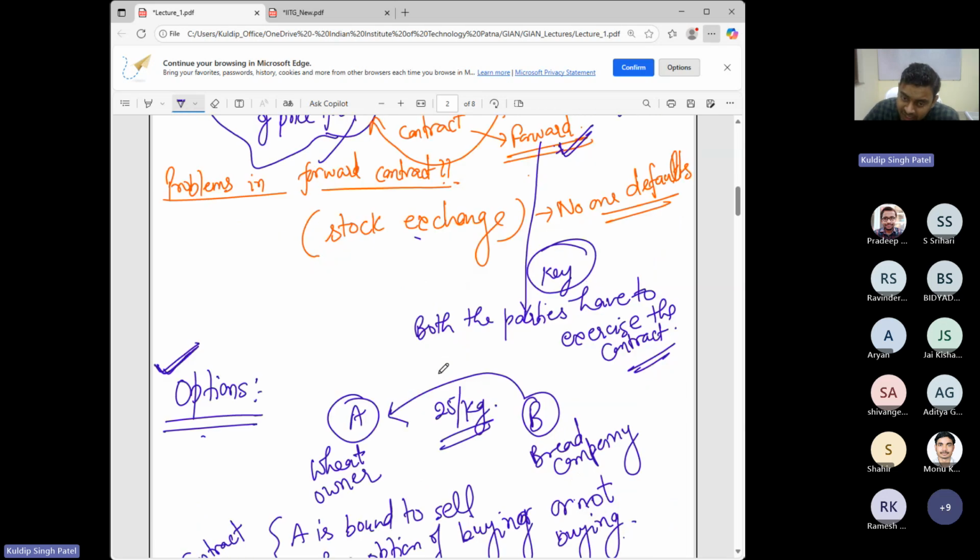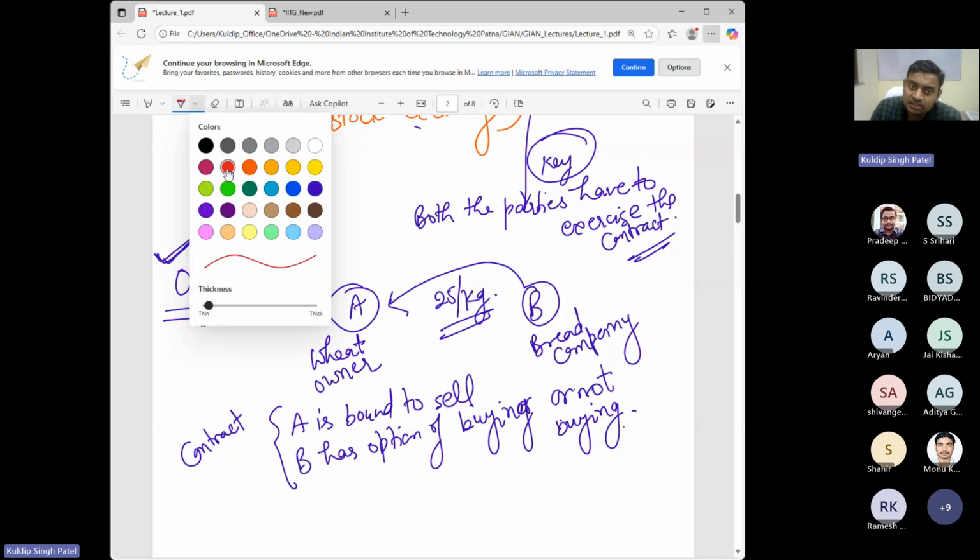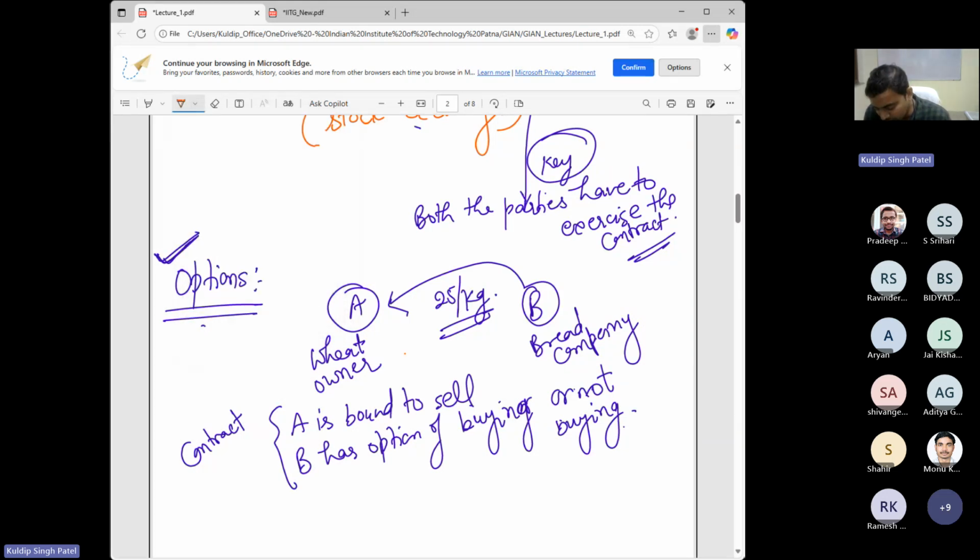But here the contract is like this. What is the contract? If B comes to A, A is bound to sell. But B may buy and B may not buy. So the first question comes here, because B has some leverage: why should A agree to this? The question is clear to everyone, I hope. Why should A agree to this?